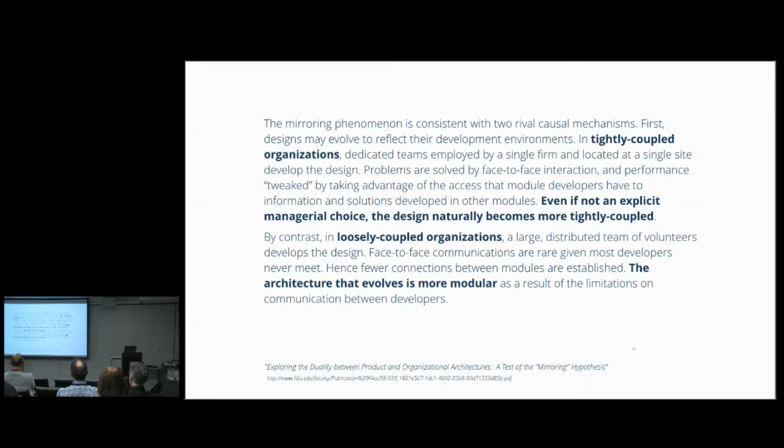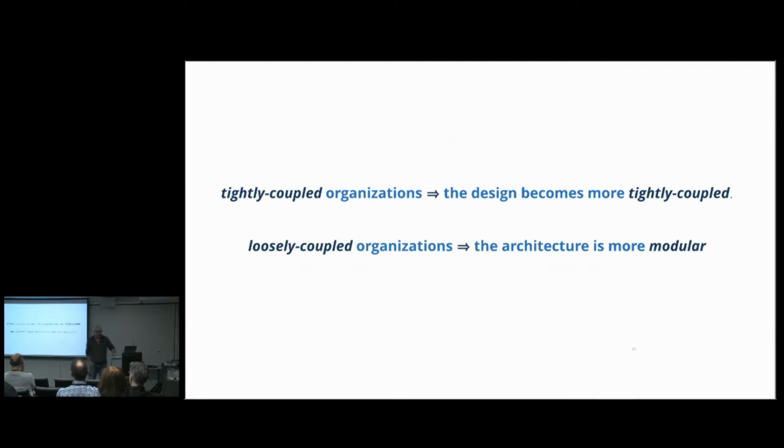And essentially they found what I've called out here. It's a bit unclear, so I'll unpack this a bit. What they found is that with tightly coupled organizations, design becomes more tightly coupled. But with loosely coupled organizations, architecture is more modular. This is interesting. It's reinforcing what Melvin Conway said in 1968, that depending on the bandwidth between teams, depending on locality of teams, where you are in time and space, essentially, your software will either become more modular or less modular.